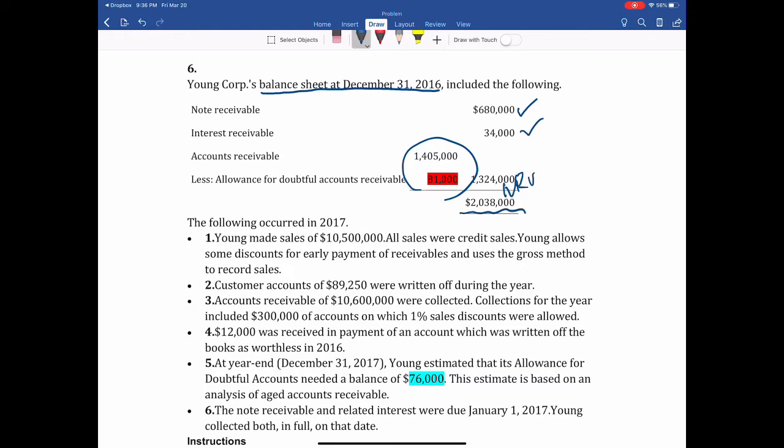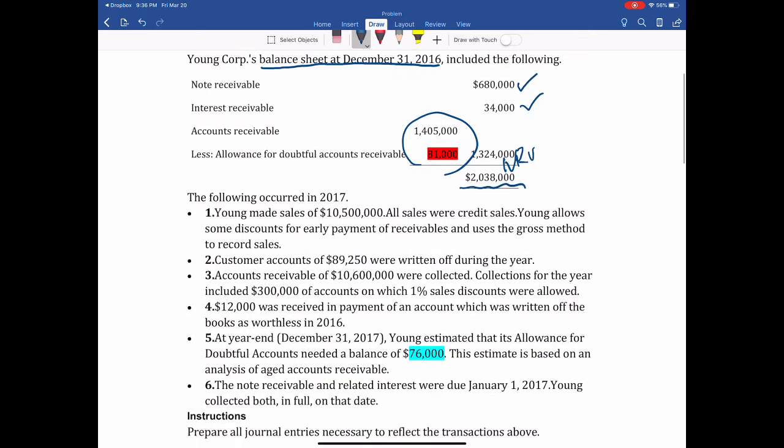Question 1. The firm made a sale of 10,500,000 and all sales were credit sales. Okay, so that's important, credit sales. Young allows some discounts for early payments of receivables. That means a cash discount is available. Use the gross method to record the sales. We know that to record the cash discount, the gross method and net method are different. So here, it asks us to use the gross method.